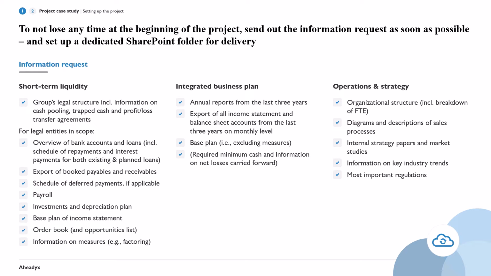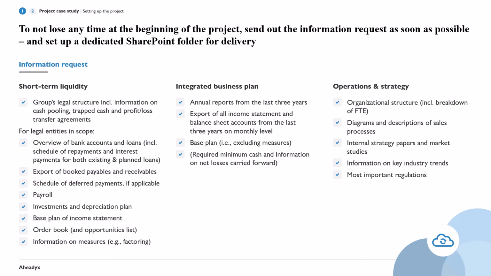We need the client's base plan of the income statement. Sooner or later, we will replace this with our own version of the plan that we will come up with in the integrated business plan work package. And we need the order book and opportunity lists, which drive the top line, so sales in the base plan as well. But we will ask for this separately to be able to break it further down if need be. And we need information on any measures that might have been applied, such as factoring.